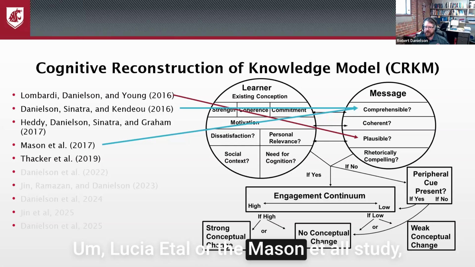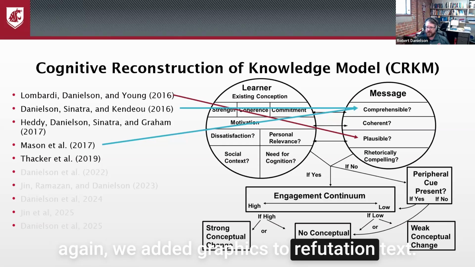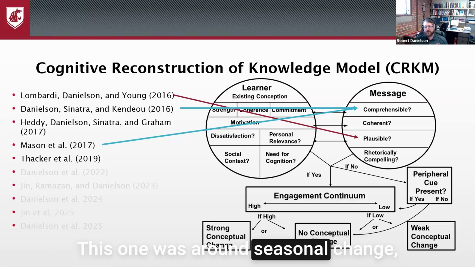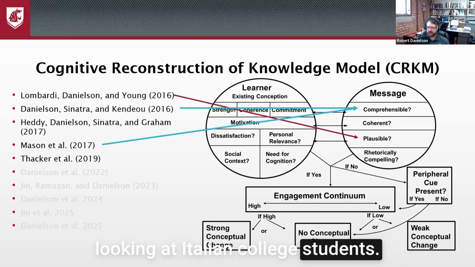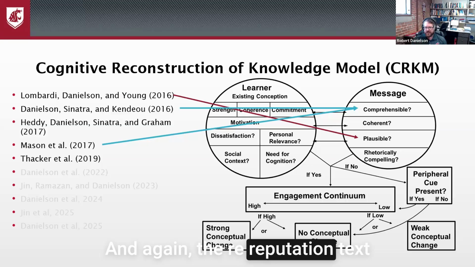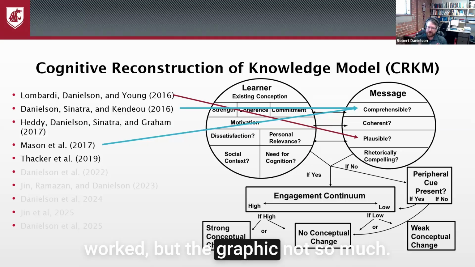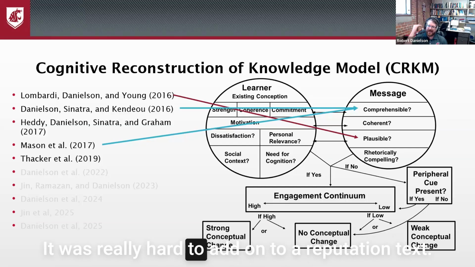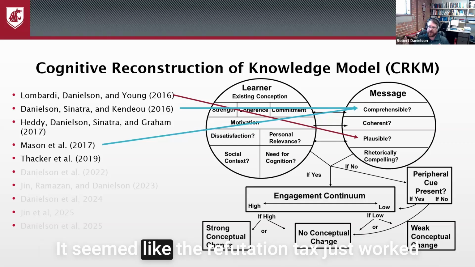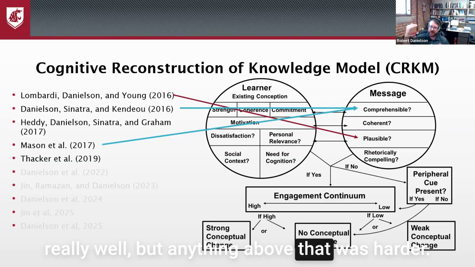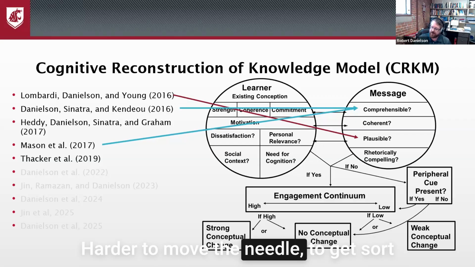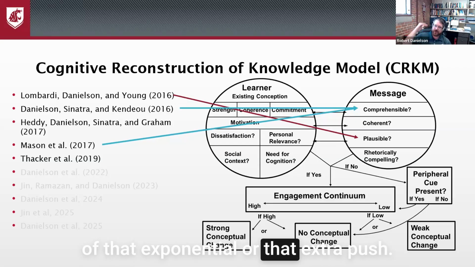The Lucia et al., or the Mason et al. study, again, we added graphics to refutation text. This one was around seasonal change, looking at Italian college students. And again, the refutation text worked, but the graphic, not so much. It was really hard to add on to a refutation text. It seemed like the refutation text just worked really well. But anything above that was harder to move the needle to get sort of that exponential or that extra push.